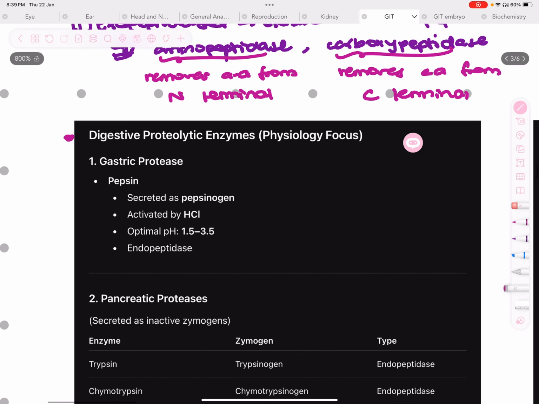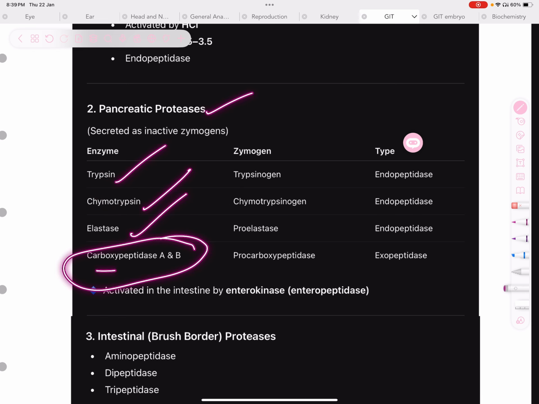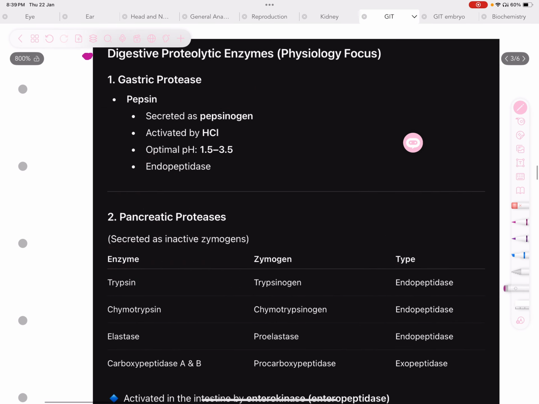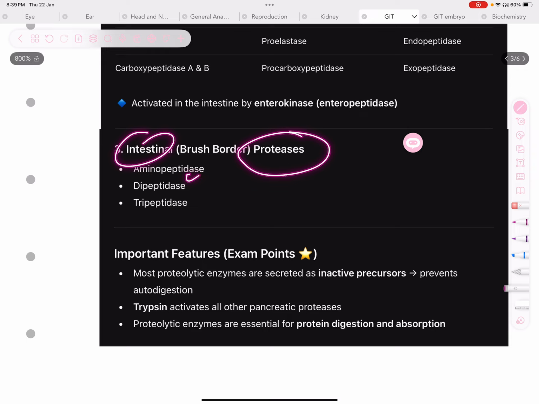So when you talk about gastric proteases, you just have pepsin. Pancreatic proteases, you have trypsin, chymotrypsin, elastase, and also carboxypeptidase, which is an exopeptidase. The rest all are endopeptidases. Remember we said endopeptidases are pepsin, trypsin, chymotrypsin, and elastase. Then you have intestinal proteases: aminopeptidase, dipeptidase, and tripeptidase.